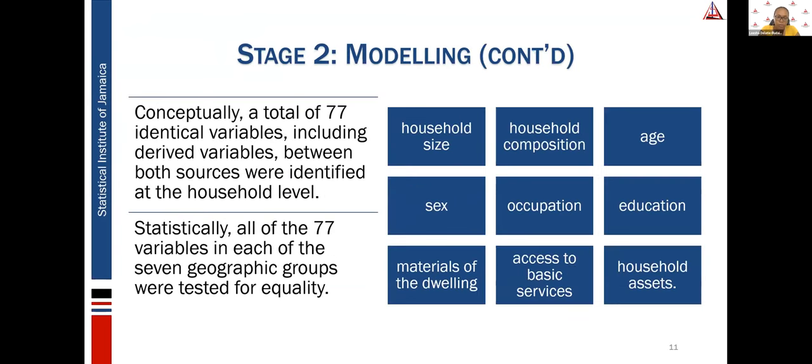Conceptually, a total of 77 identical variables, including derived variables, were identified at the household level. And these variables were tested for each of the 7 geographic groups for equality. Some of the variables that we looked at relate to household size, household composition, age, sex, occupation, education, materials of dwelling, access to basic services, and household assets. Now, for the 77 variables in each of the 7 groups, if the estimate from the population and housing census fell within the confidence interval of the respective mean value of the JSLC at the 95% level of confidence, then that variable was allowed to move forward into the model, to determine whether or not it was a significant predictor.